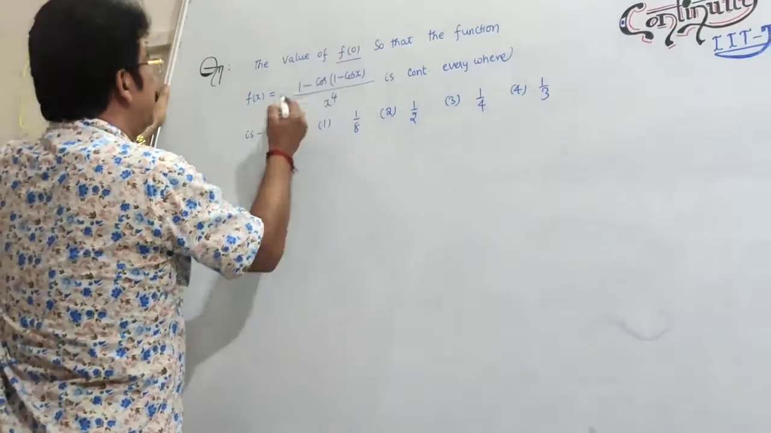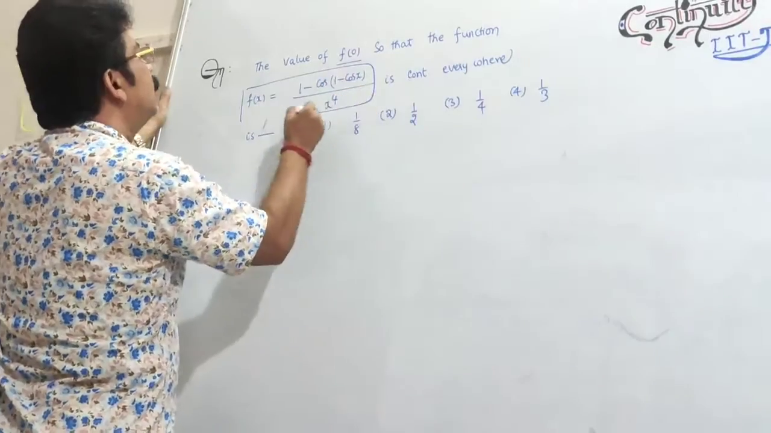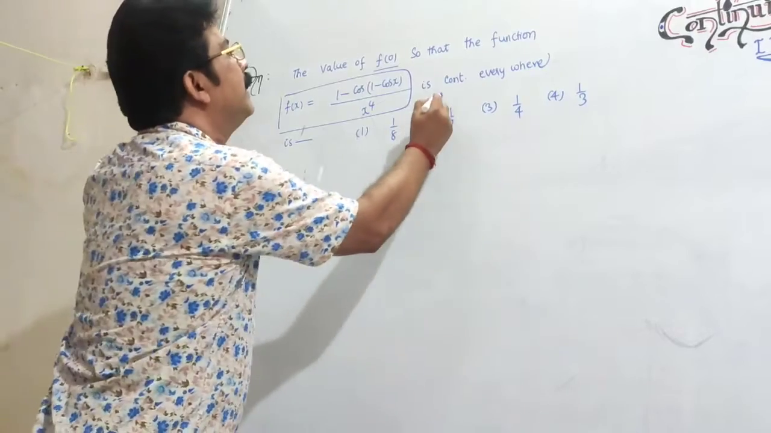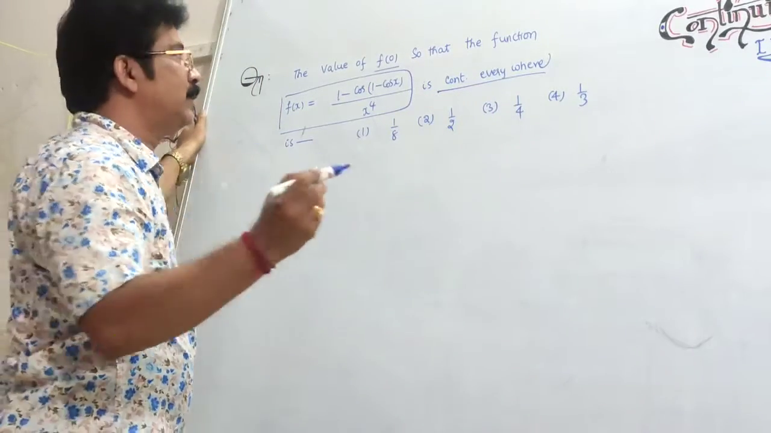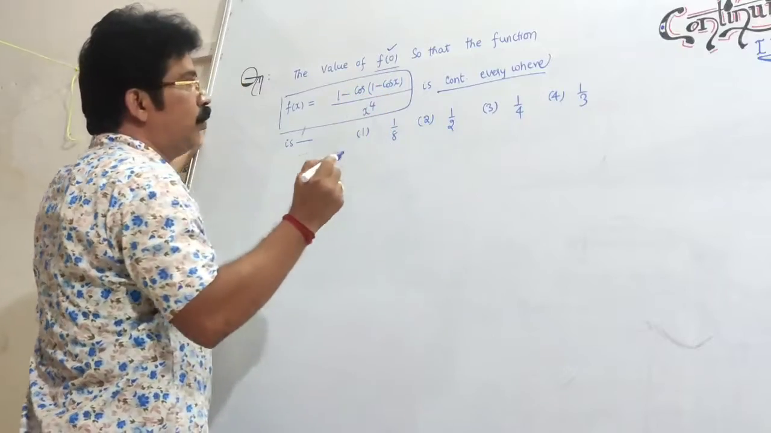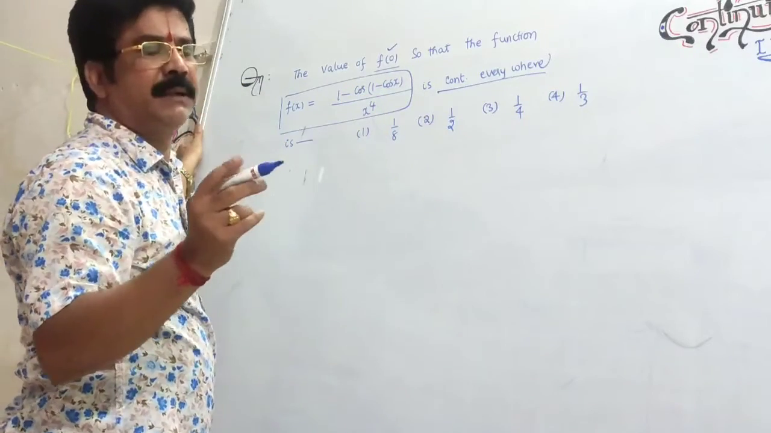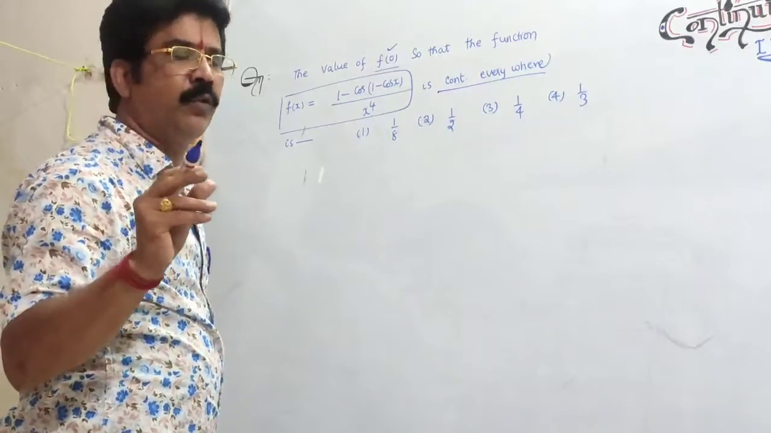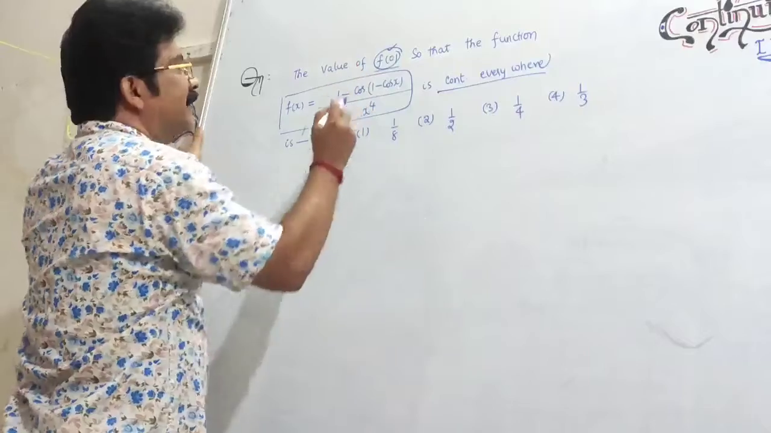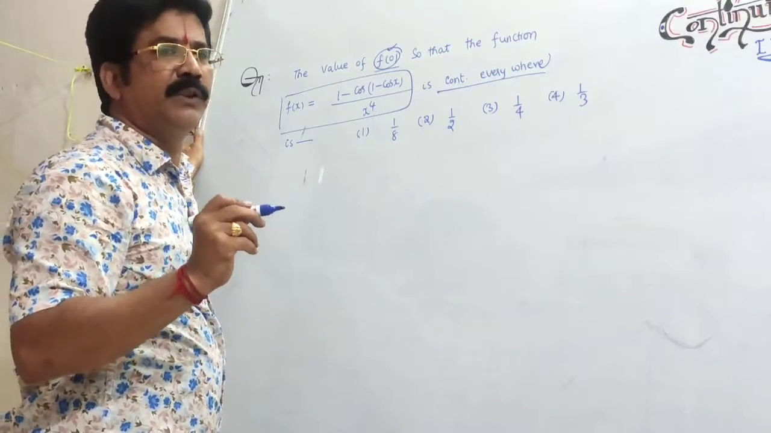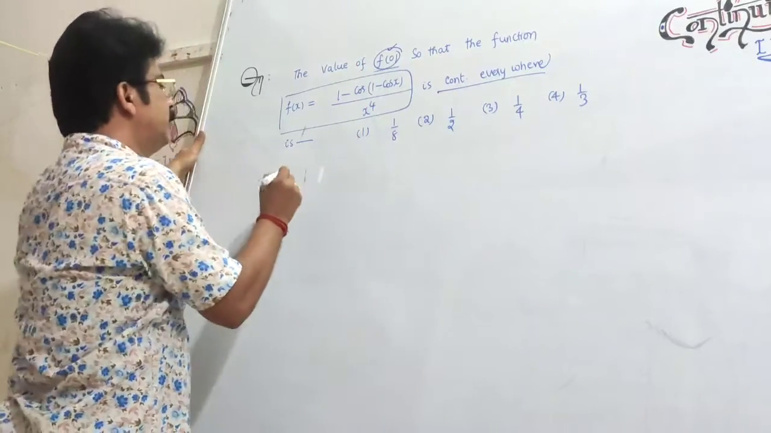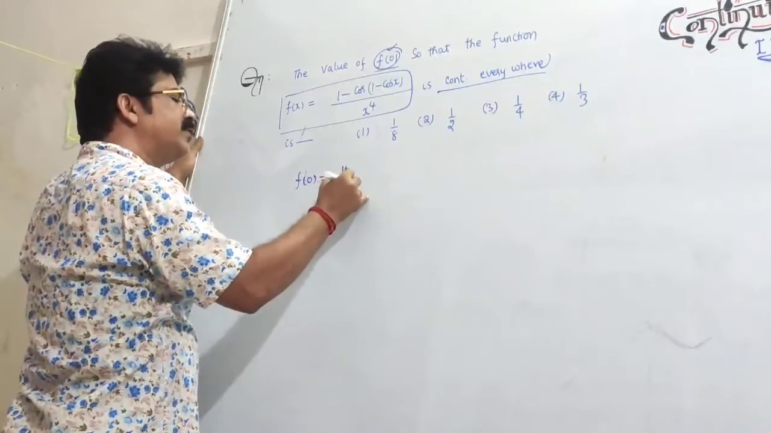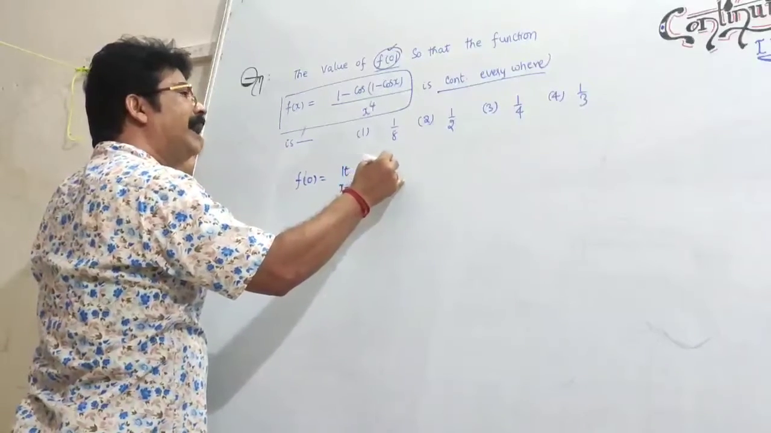The value of f of 0, where f of x equals 1 minus cos of (1 minus cos x) divided by x to the power of 4, is continuous everywhere. But the question is f of 0. Everywhere means x belongs to capital R. So, f of x is continuous for x belonging to R. According to the question, we are discussing the continuity at x equal to 0 for finding f of 0. Therefore, f of 0 is equal to limit x tends to 0 of f of x.